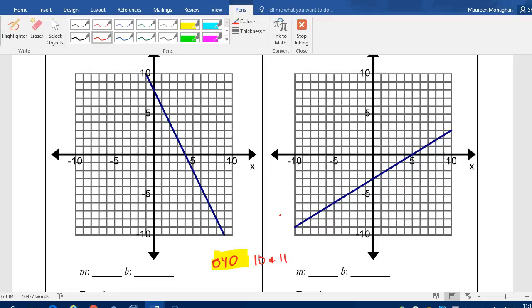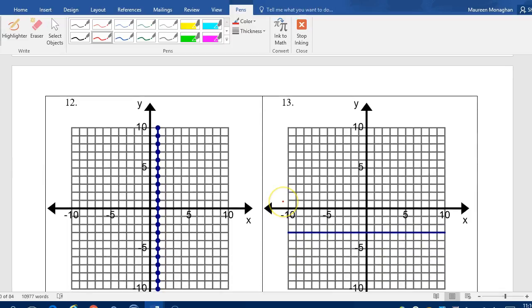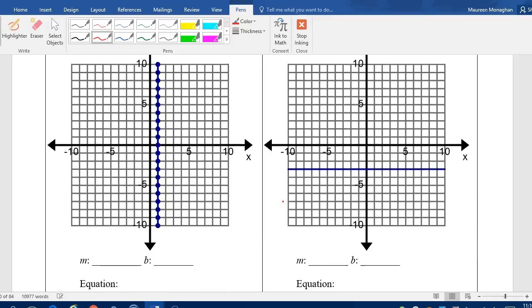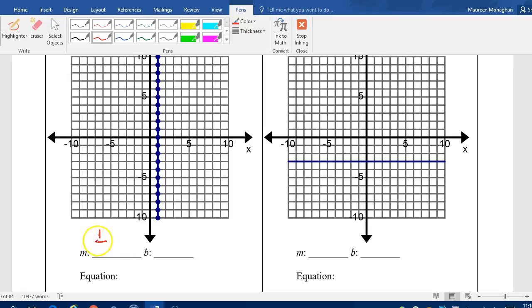Let's go to the next page. Ooh, look at this one. What's happening here? It is a vertical line. So your rise is 1, but there is no run. What happens if you have 0 in the denominator? It's undefined. And there is no y-intercept because it doesn't cross.